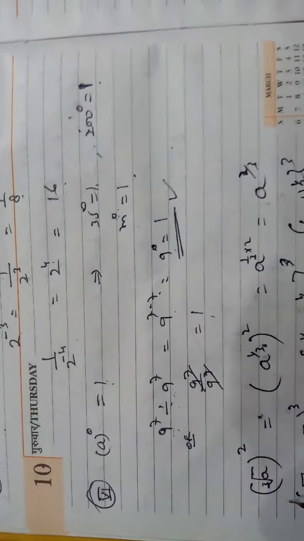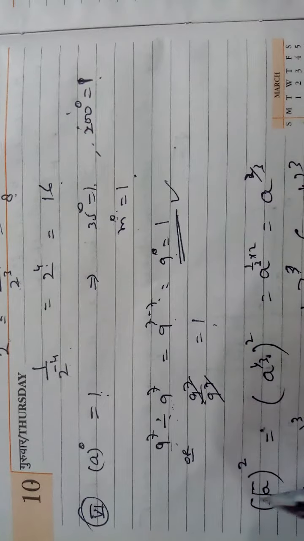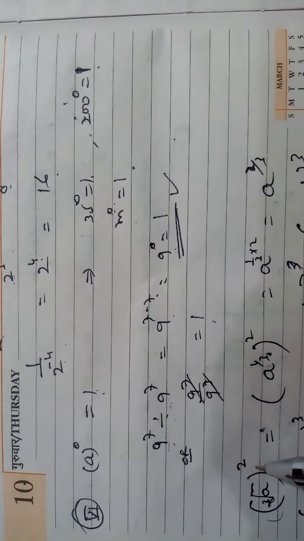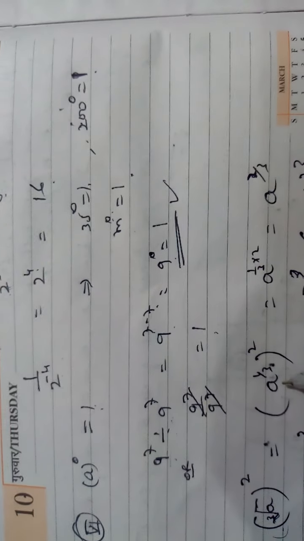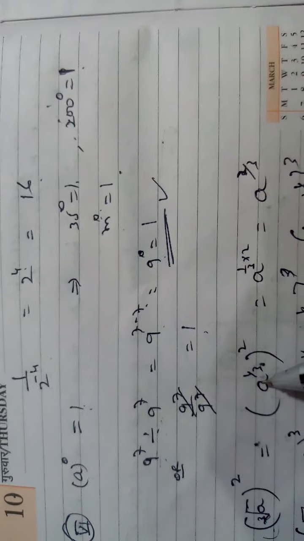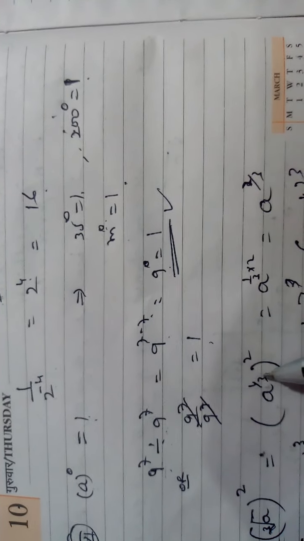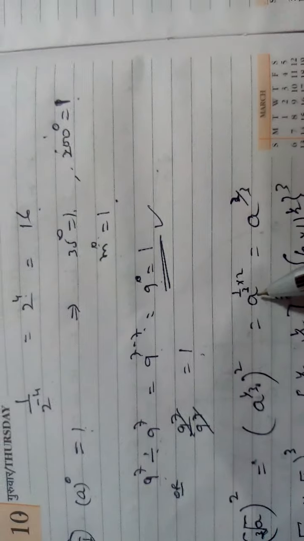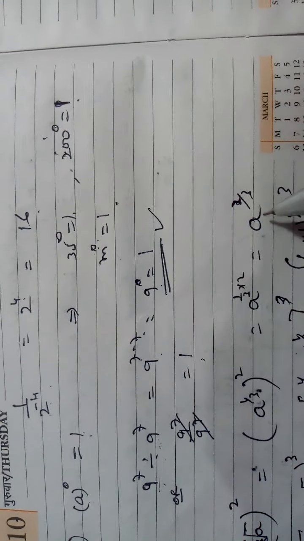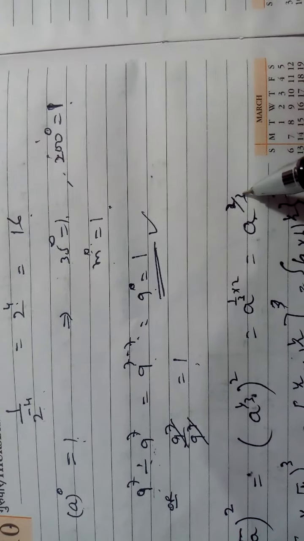In radical form, if the number is given as cube root of a power 2, cube root means, as I told you in previous lectures, a power 1 by 3 whole power 2. By the exponent rule, 1 by 3 into 2 gives you a power 2 by 3.